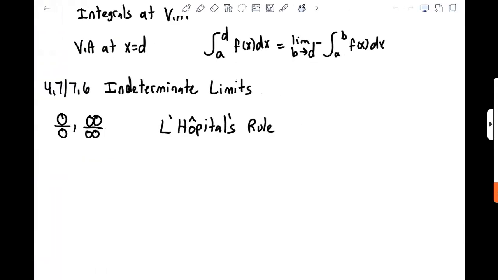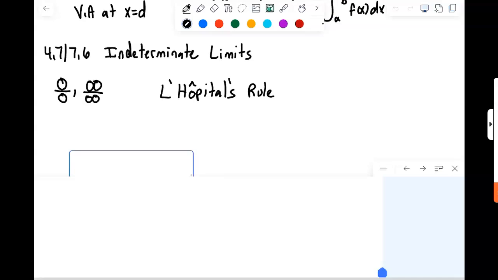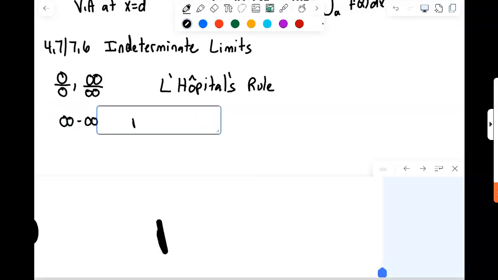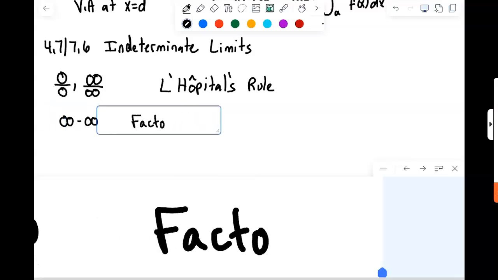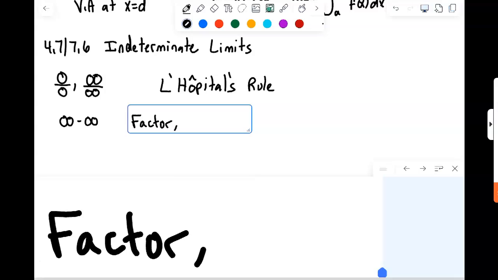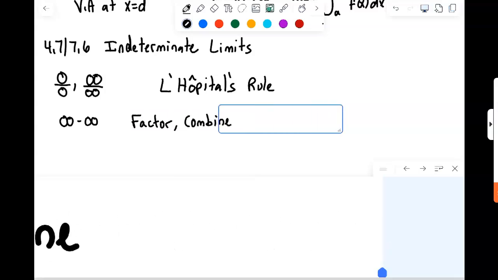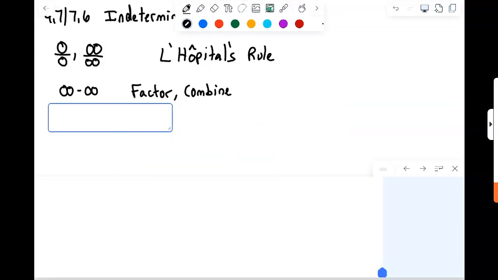The hardest of those are the infinity minus infinity, generally. With infinity minus infinity, what we try to do is either come up with some way to factor something out or find some way to combine stuff. Those are definitely the hardest of the examples. And again, go back and check through the notes. You'll see some examples there.